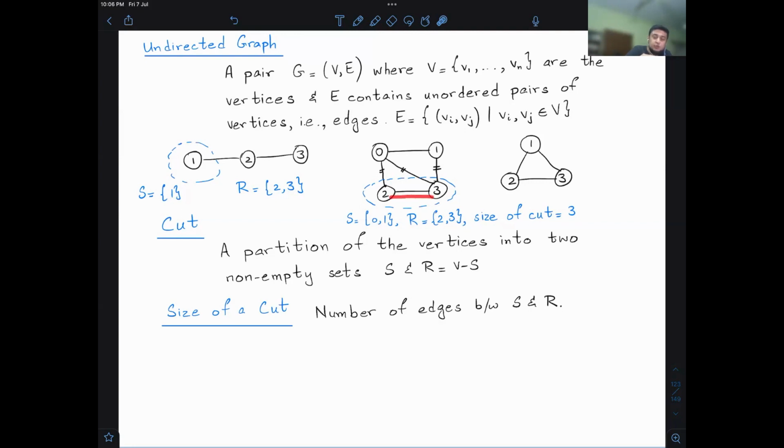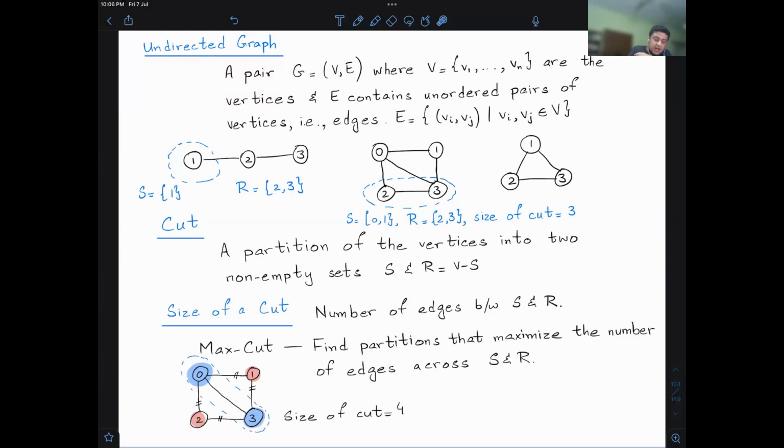The edge connecting 2 and 3 doesn't count because it's within the same partition. The edge between 1 and 3 counts because it's going across the partition. Similarly, 0 to 3 counts as well. So this cut has size 3, right? So these 3 edges constitute that cut. This edge and this edge do not contribute.